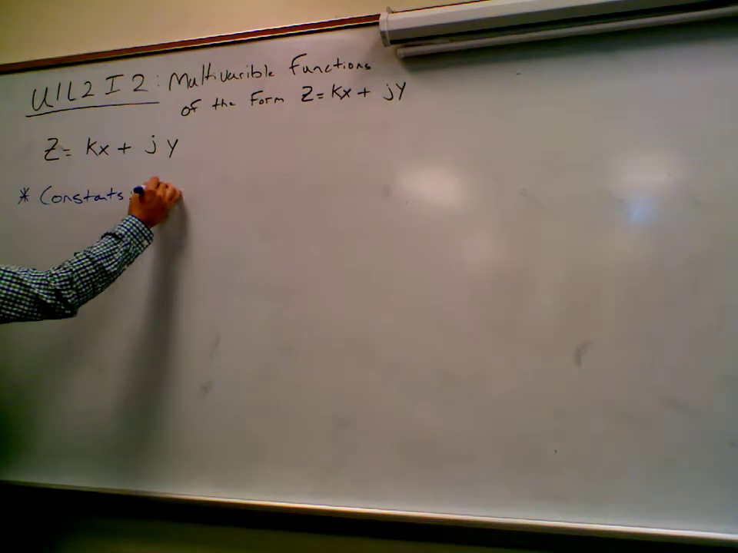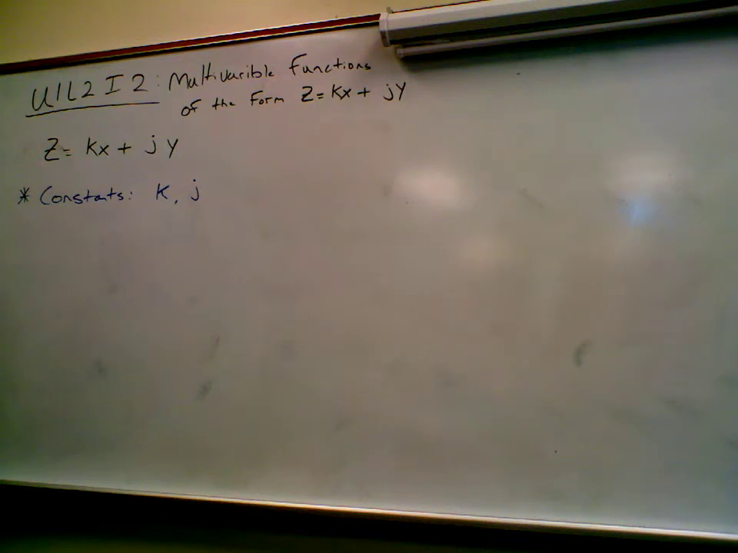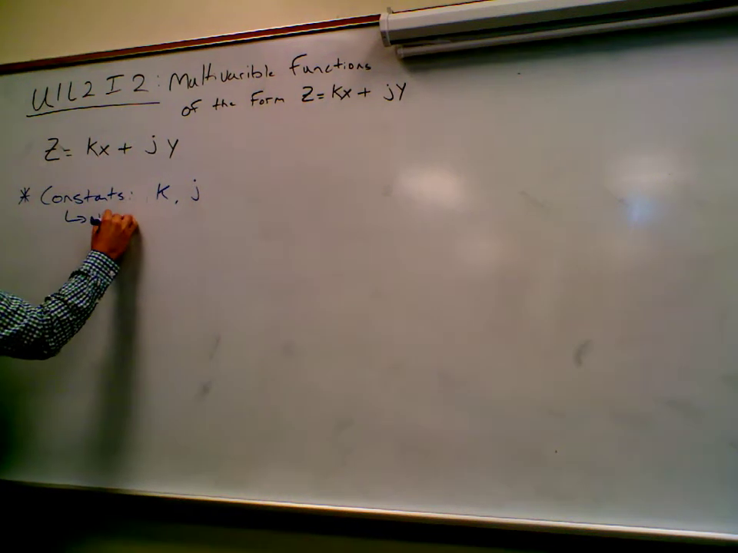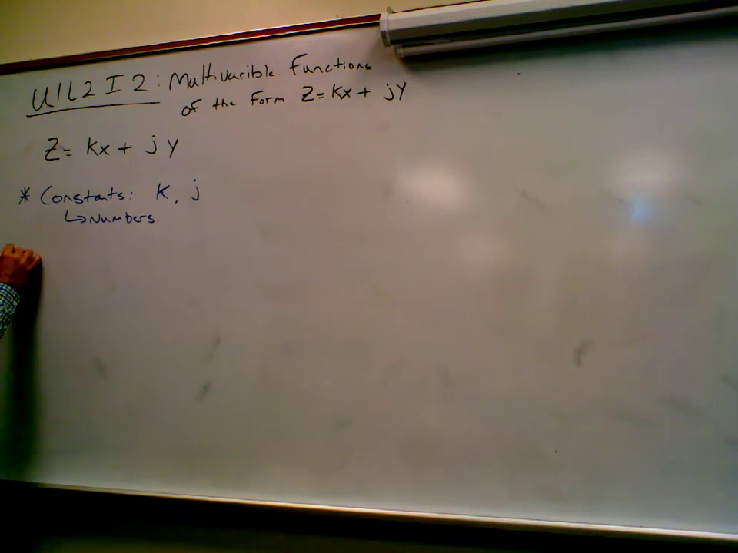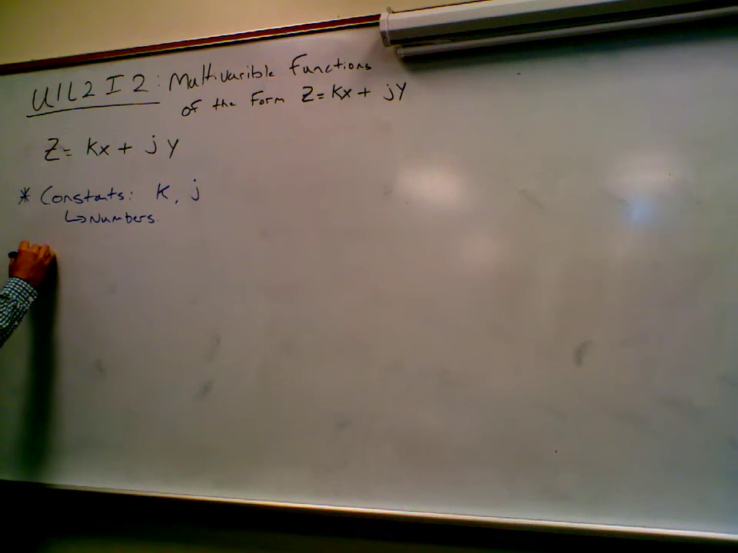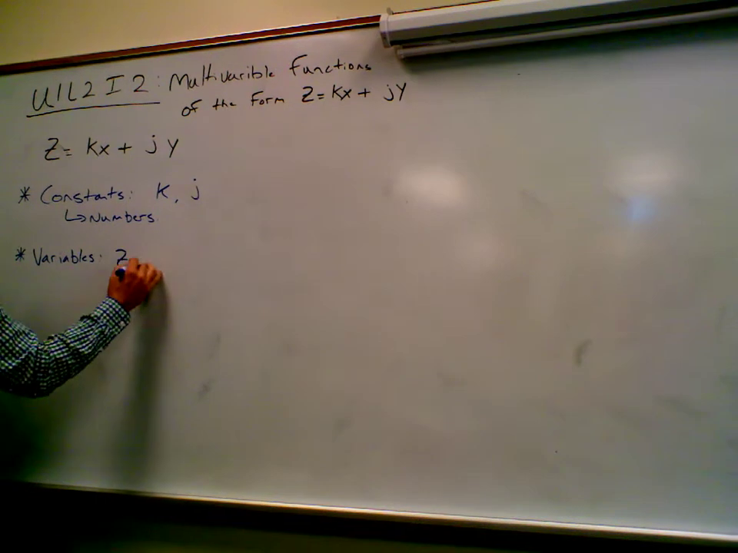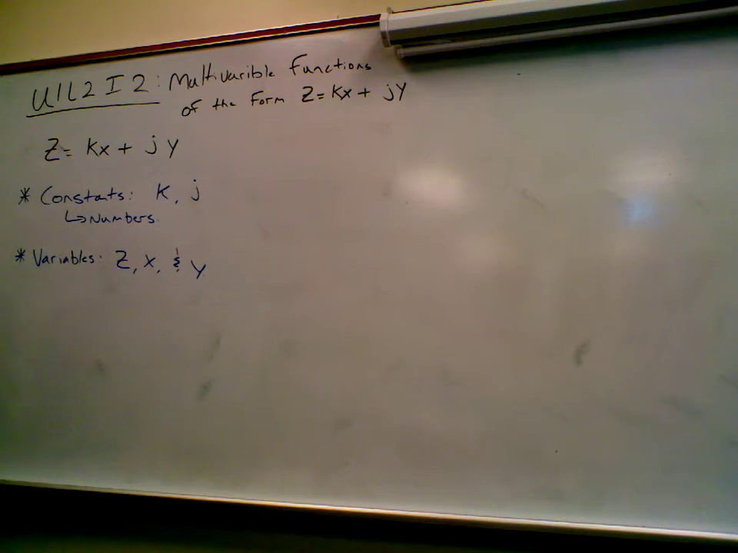So in this equation, k and j are constants. And since they're constants, that means that they are numbers. And that means my variables are z, x, and y. Those are my variables.